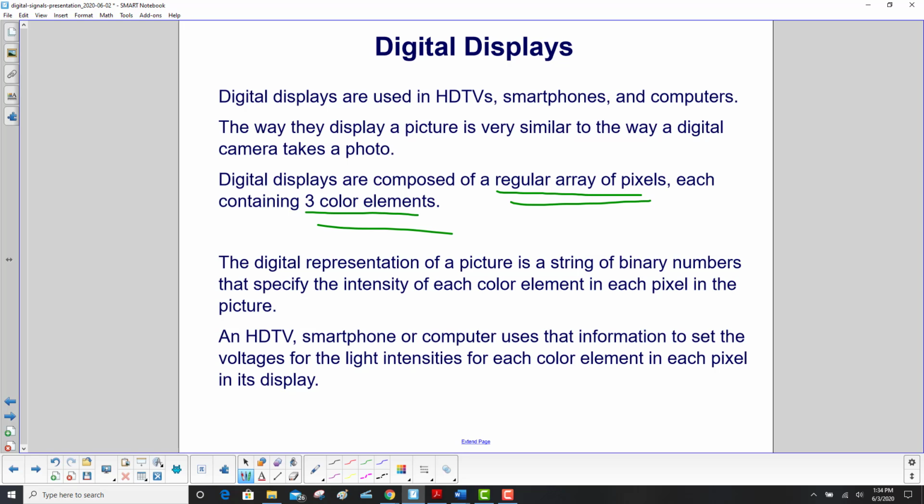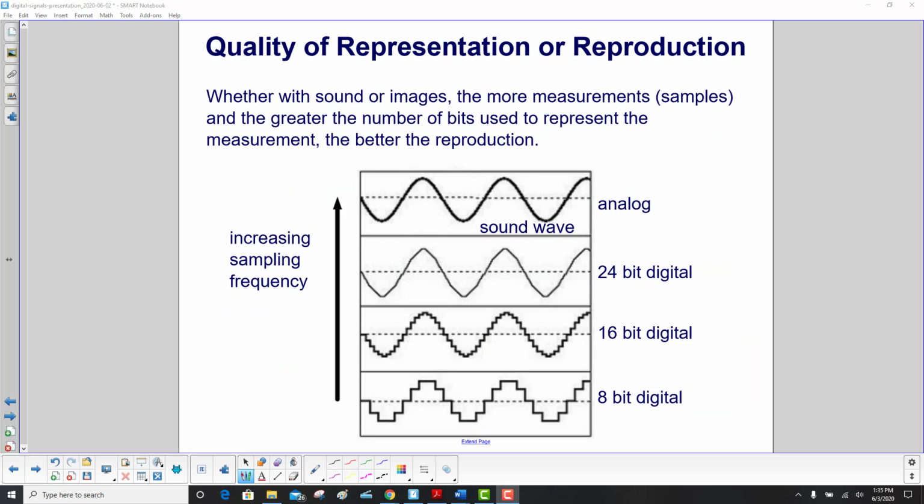The HDTV, smartphone, or computer uses that information to set the voltages for the light intensities for each color element in each pixel. That's a lot of words there. So if you'd like, please pause and just read them again. It's pretty cool stuff.